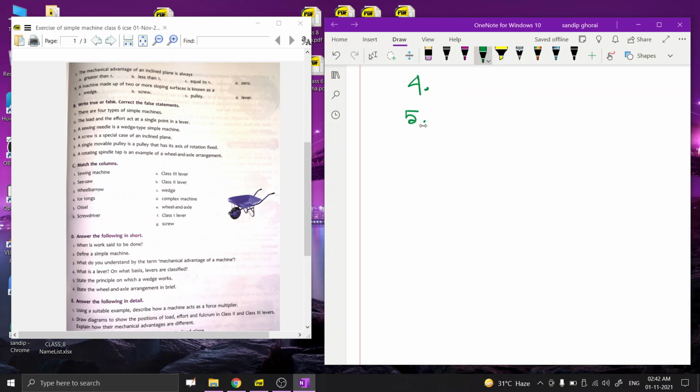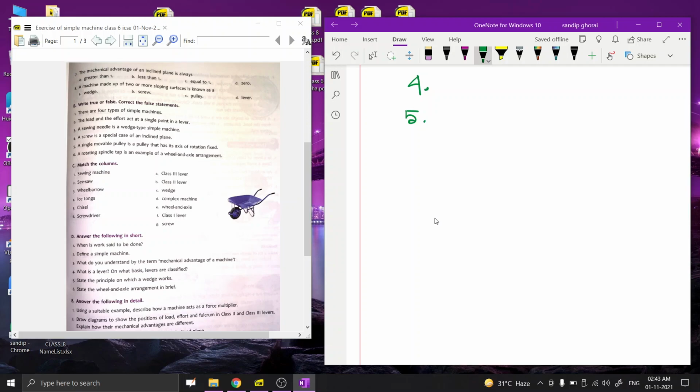So what is the principle? At first you have to write the definition of a wedge: a wedge is a double inclined plane such that the two sloping surfaces taper to form a sharp edge. Then you have to write that the sharp edge is used to cut, slice, or push things apart.